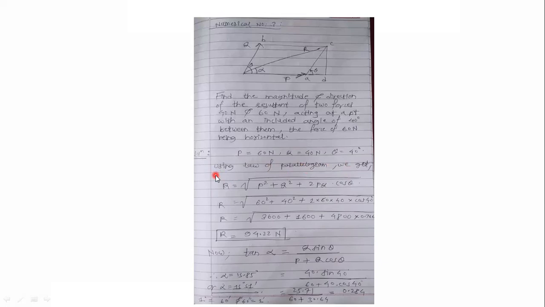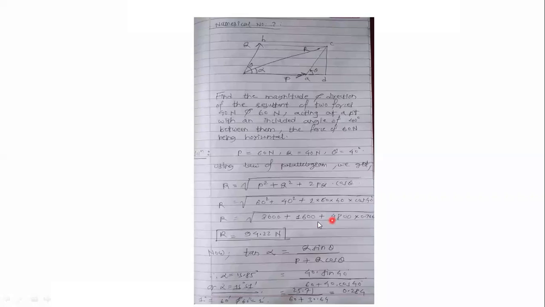Therefore, we have written it here. By using the law of parallelogram, we get R is equal to under root of P square plus Q square plus 2PQ cos of theta. So here we are writing these values: under root of 60 square, that is the force P; for Q, 40 square; plus 2PQ cos of theta, 2 into P, that is 60, into 40, that is Q, multiplied by cos of theta. The angle is 40 degrees, so therefore cos of 40 degrees.